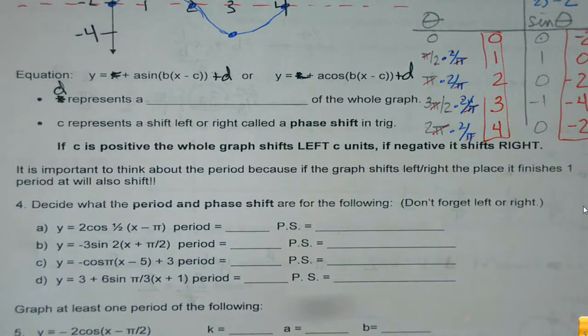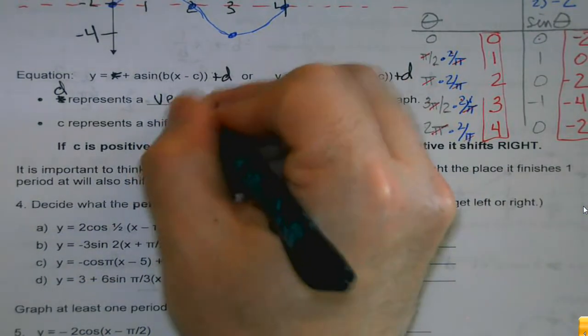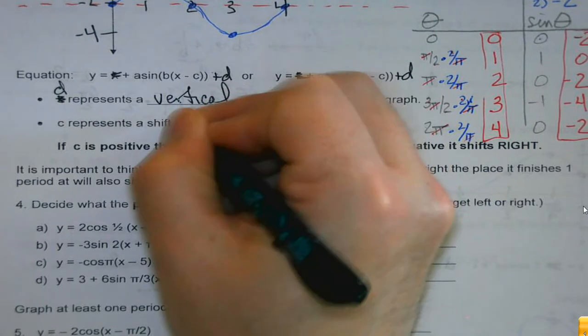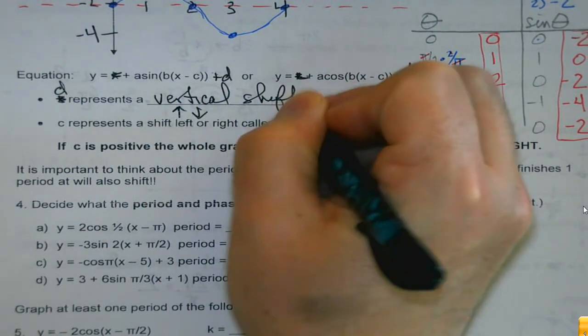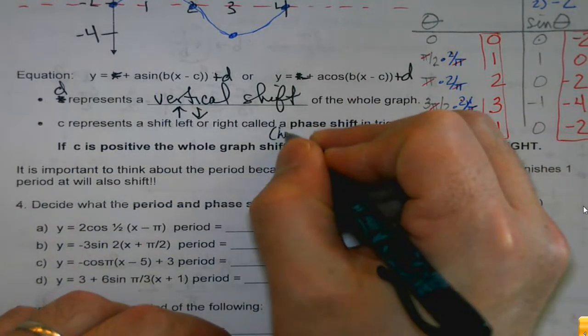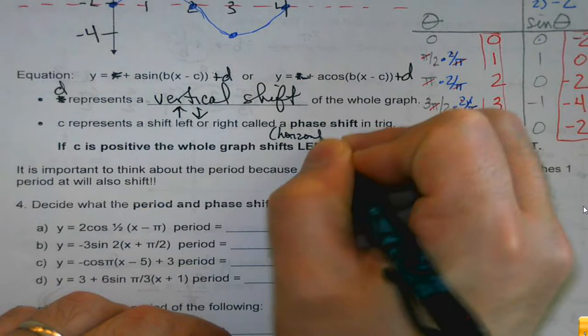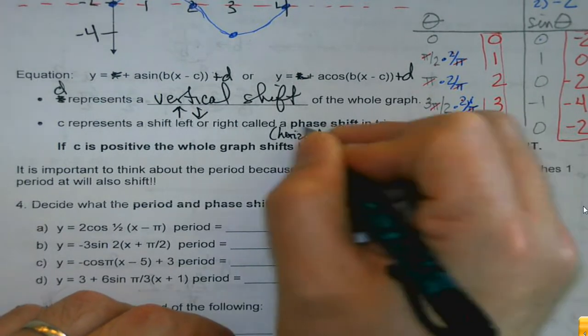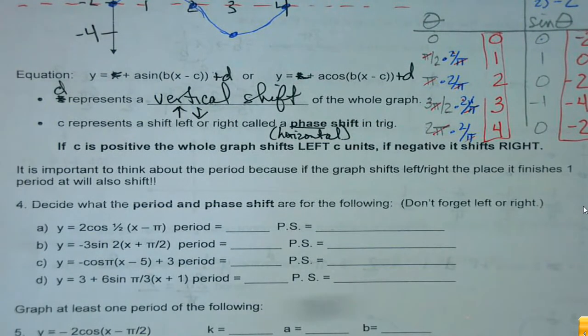So again, D is a vertical, an up-down shift. C, you're like, ooh, C. Okay, that's why Harty used D before, because C was coming. C is a left or a right shift. Instead of calling it a horizontal shift, which is what it actually is, mathematically often we call it a phase shift.